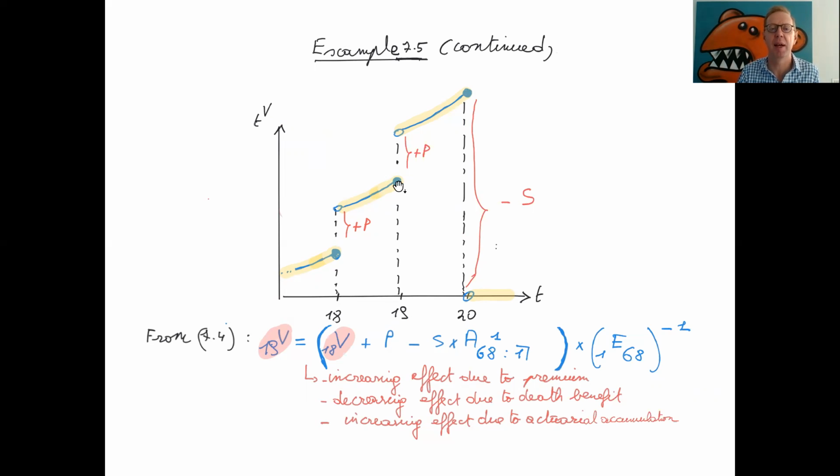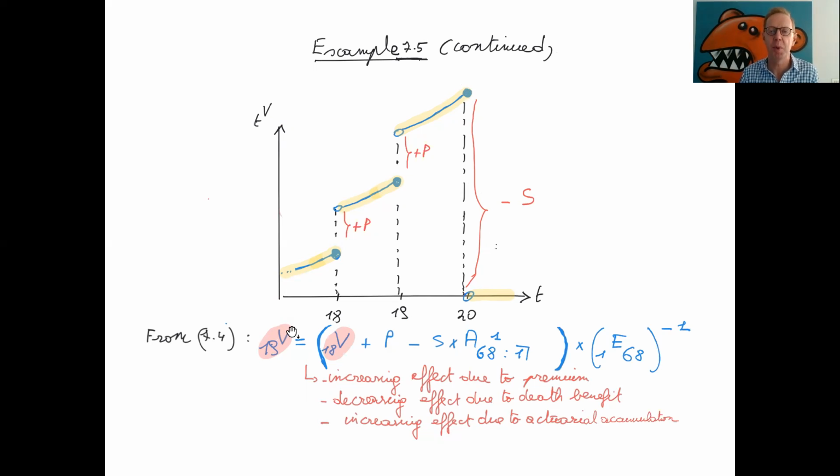Here we have arrived at time 19. Again, there is a jump upwards because of a premium payment P, and the policy value grows again over the year. And then at time 20, we have a policy value which is exactly equal to S, the amount that is needed for all the insureds who survive. And just after time 20, the policy value jumps to value 0 and the policy is finished.